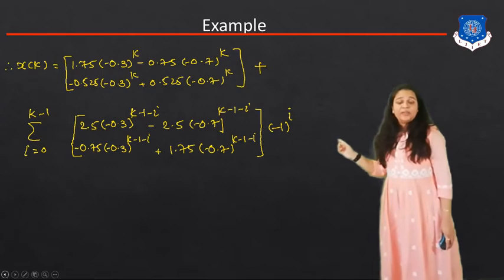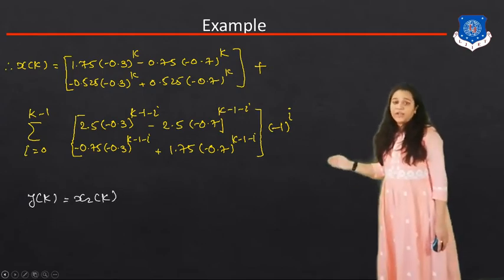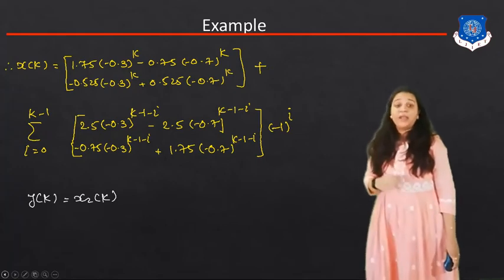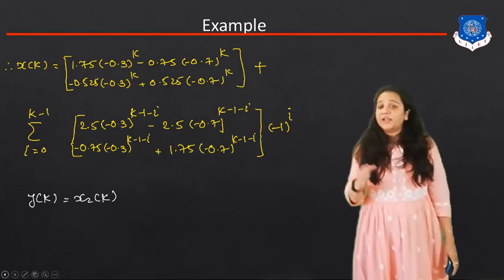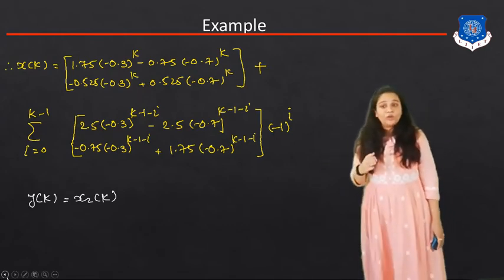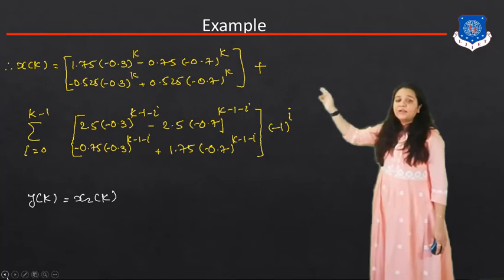The multiplication is with (-1)^i. Now y(k) is nothing but x2(k), that is given in the question. So we have to simplify this term and find the value of x1 and x2. The first term will be x1 and the second term will be x2.